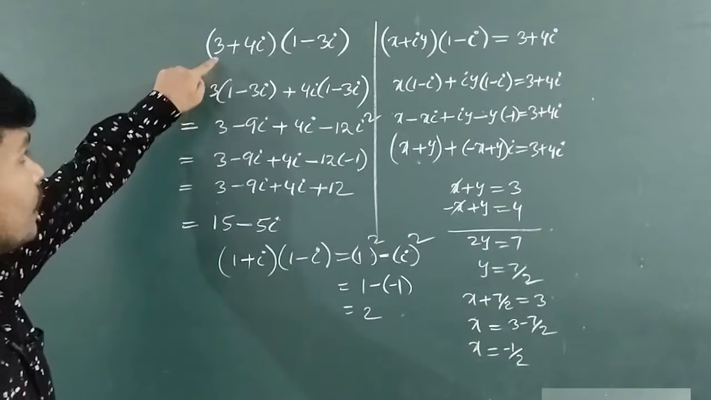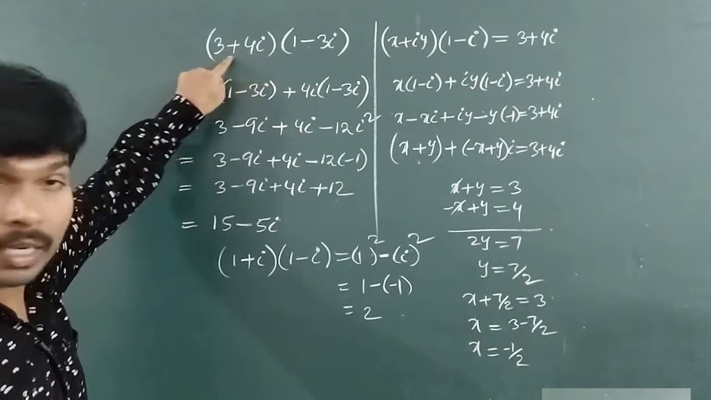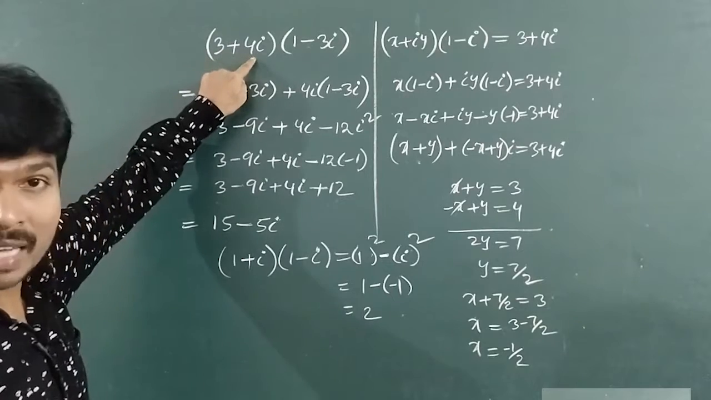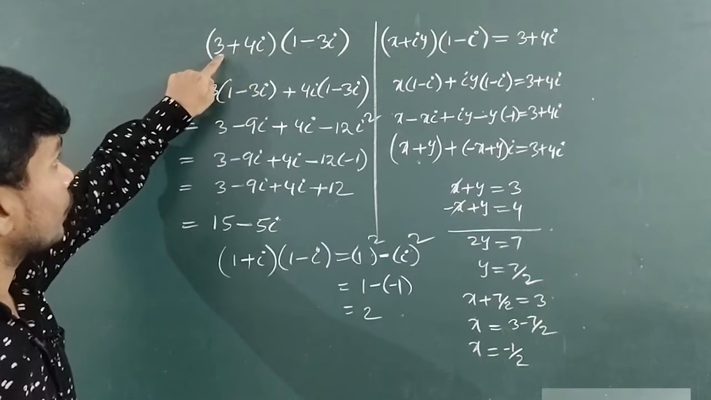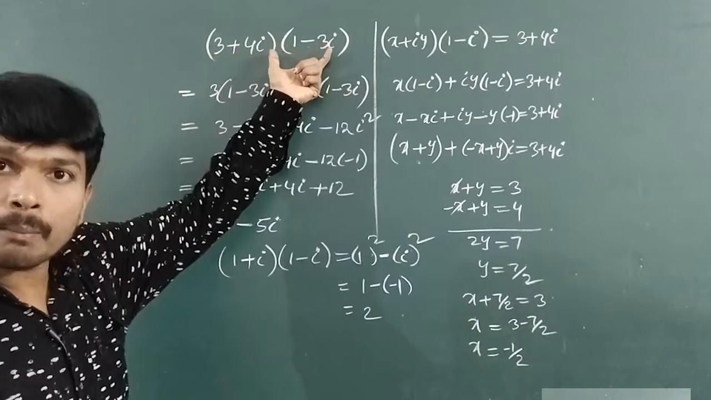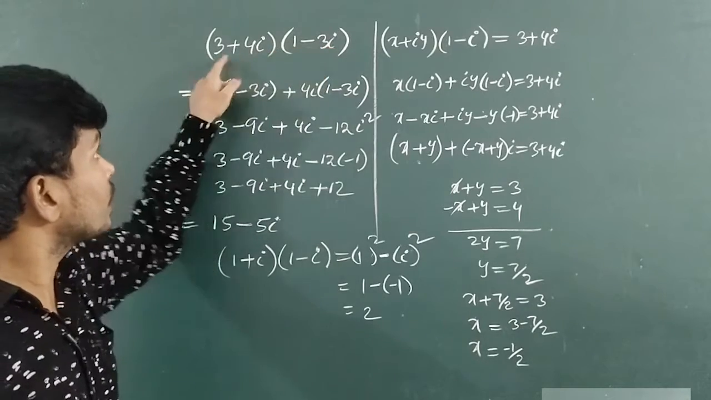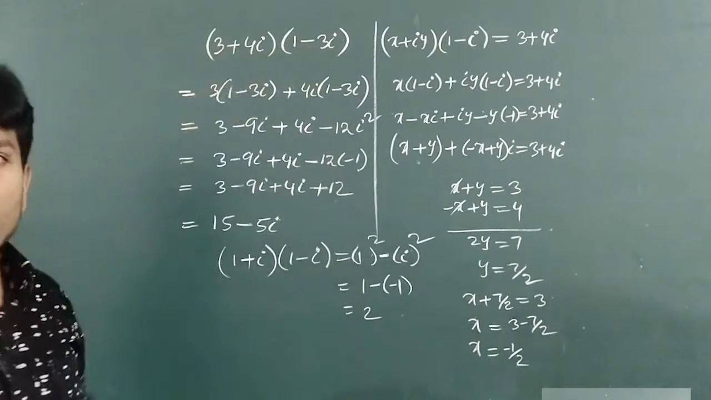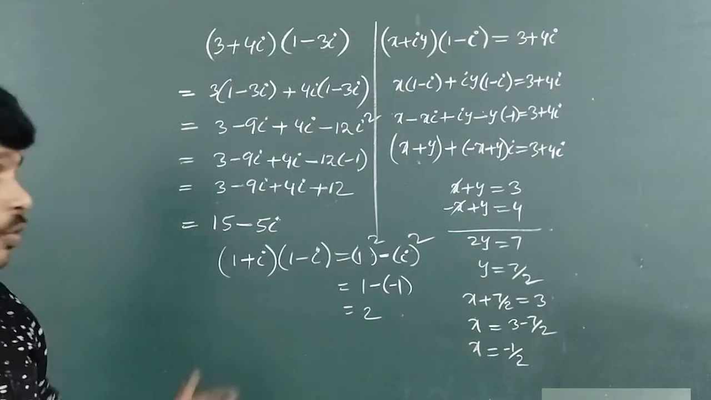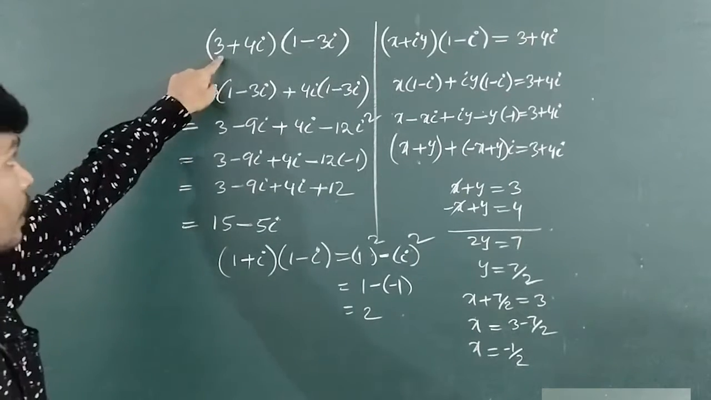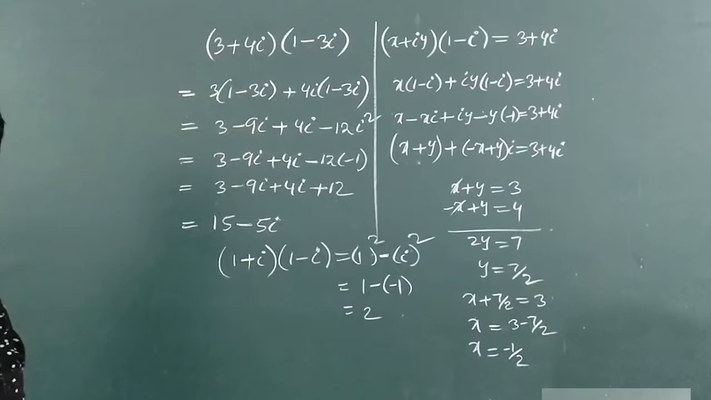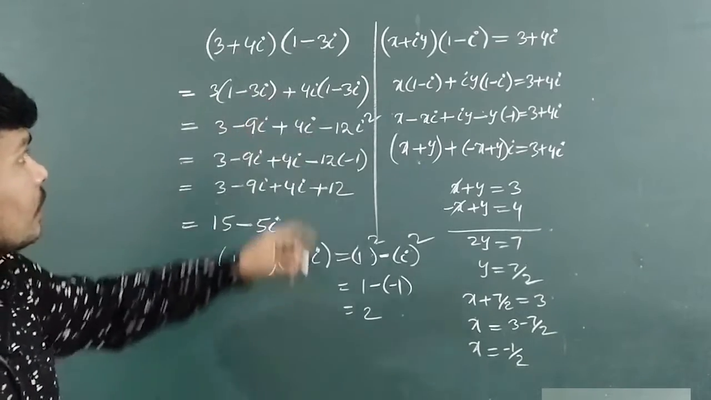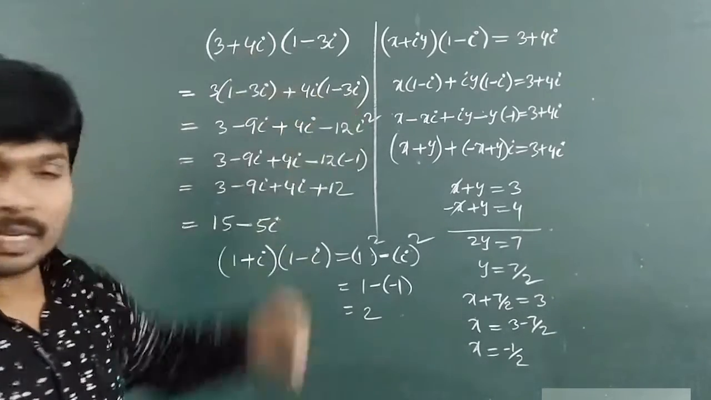So that's why, see, observe here. Here two terms are there, no? It is real term, it is imaginary term. So that's why you have to give second binomial to each and every term of the first binomial. So you have to distribute it. So that's why 3 into 1 minus 3i plus 4i into 1 minus 3i.